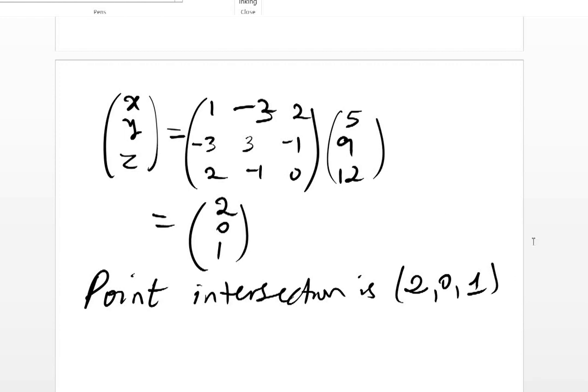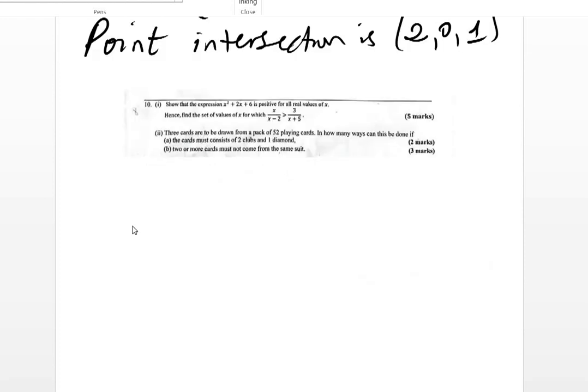Alright, that's it. Let's go to question 10. Okay, now let's go to question 10, the last question. Roman 1 here says, show that the expression x squared plus 2x plus 6 is positive for all real values of x.